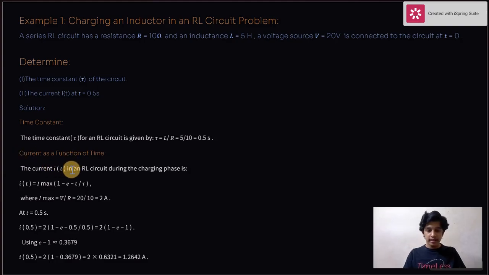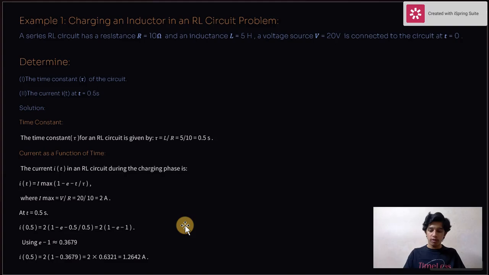Current as a function of time. The formula of current in the charging of an RL circuit is I of t equal to I max into 1 minus e raised to minus t by tau. Now finding I max by the formula V by R, we get 20 by 10, which is equal to 2 amperes. Substituting t equal to 0.5 seconds, we get I of 0.5 equal to 2 into 1 minus e raised to minus 0.5 upon 0.5, which is 2 into 1 minus e raised to minus 1. Using the approximation e raised to minus 1 equal to 0.3679, this is 2 into 1 minus 0.3679, which is 2 into 0.6321, which is 1.264 amperes.